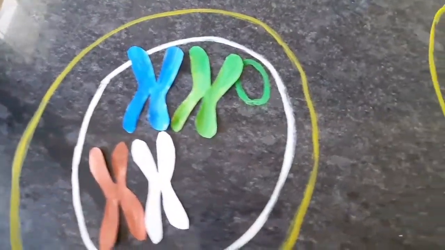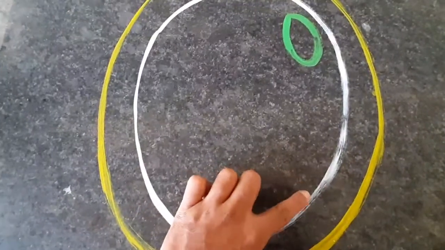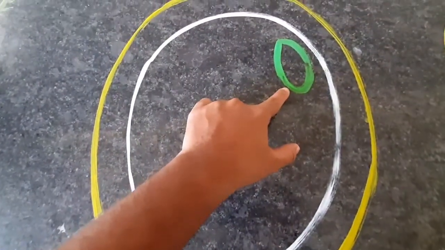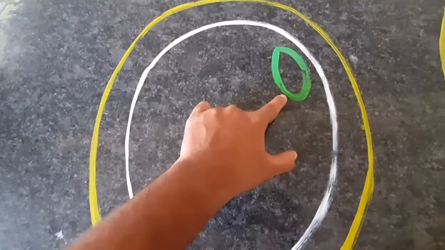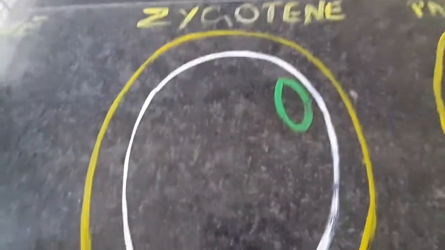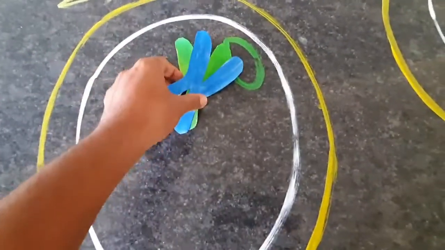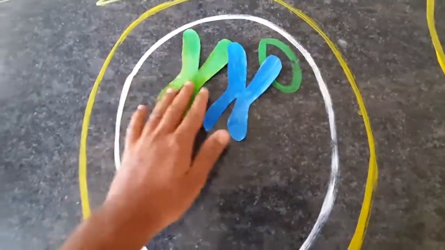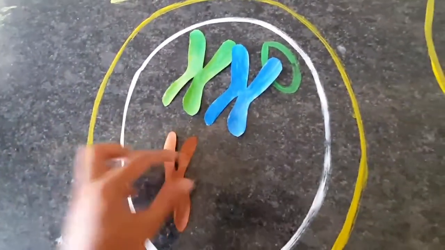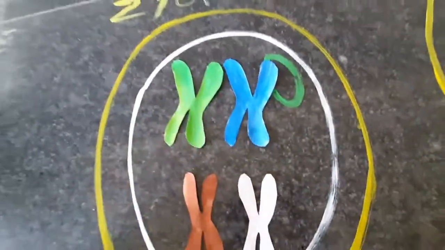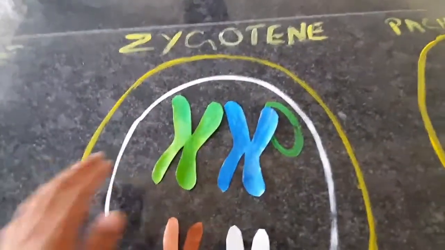Now let us move to the second stage, that is zygotene. Here the nuclear membrane remains as it is, and the nucleolus is also visible in the zygotene phase. Let us see what happens to the homologous chromosomes. Okay, we'll just skip this homologous chromosome now. The brown and the white are both a homologous pair. In zygotene you see synapsis.